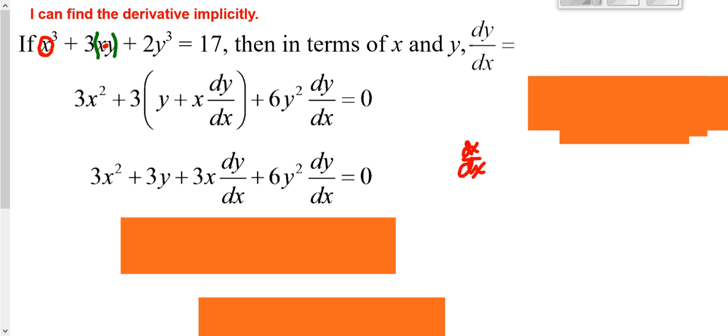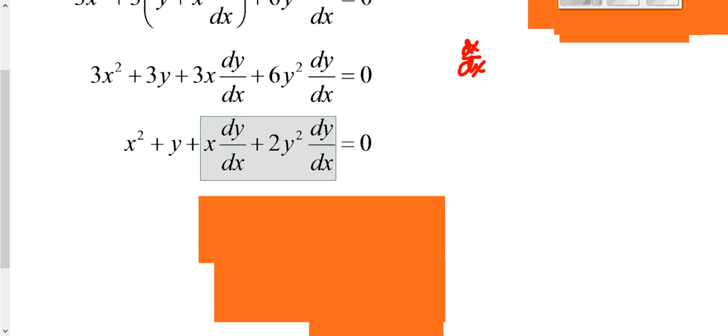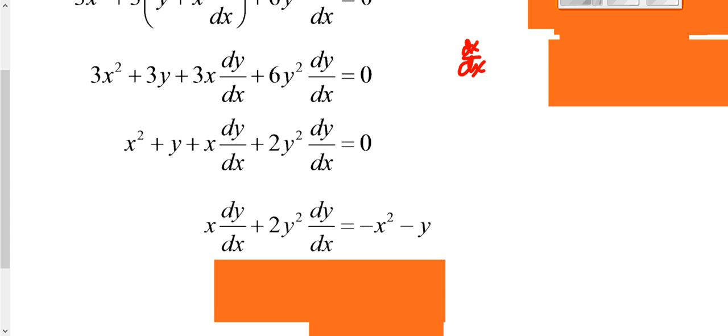Now you need to get the two terms that have dy over dx's in them on one side, the two terms that don't have those on the other side. But you'll notice here you could just divide everything by 3 so you could deal with smaller numbers. So that's what I did here. So then get the two terms of dy over dx on one side. I chose to keep the dy over dx's on this side, so I had to subtract the y and subtract an x squared.